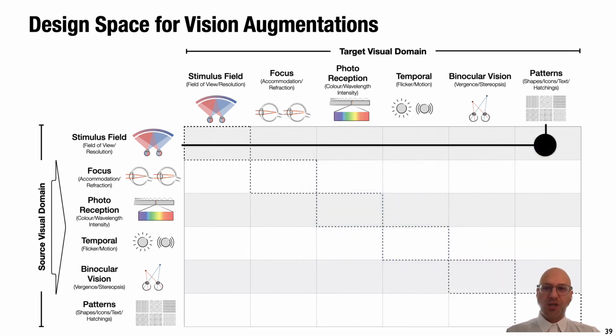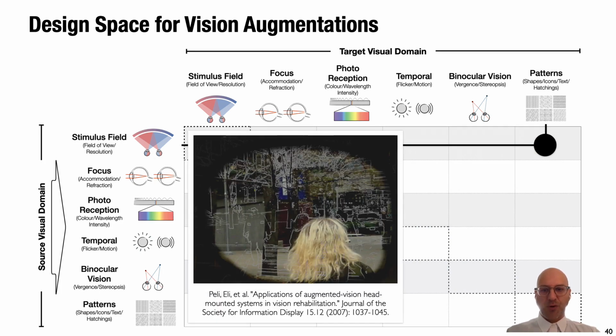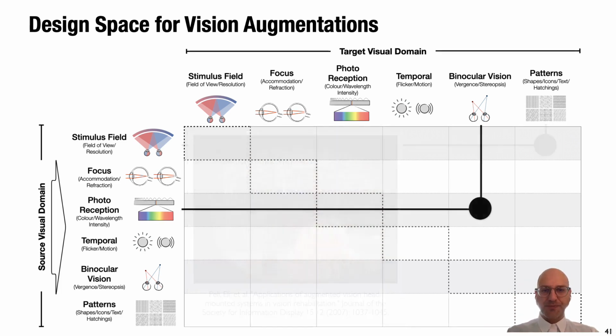But we can also give a different idea of the stimulus field by mapping it to patterns. This is the work from Ali Pelli, who addressed tunnel vision. And here what they did, they had the camera capturing a wider field of view than is perceivable, extracted edges and these low-level patterns, and then compressed that into the visible field of view or stimulus field. So it's almost like a double exposure. You see the real image, and you see the edges or shapes of a wider field of view. Again, an example for transformation.